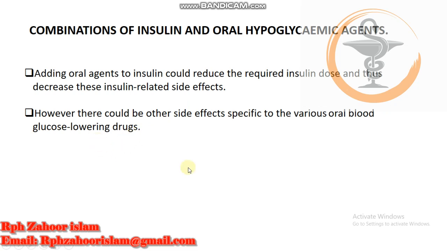Now, the combination of insulin and oral hypoglycemic agents. If insulin is combined with an oral hypoglycemic agent, what will happen? By adding the oral agents to the insulin, it could reduce the required insulin dose and thus decrease the insulin related side effects. So the side effects of the insulin will be reduced. However, there could be other side effects specific to various oral blood glucose lowering drugs.